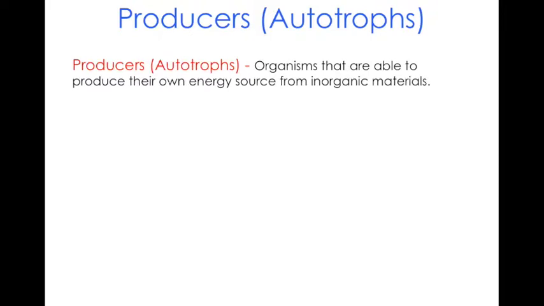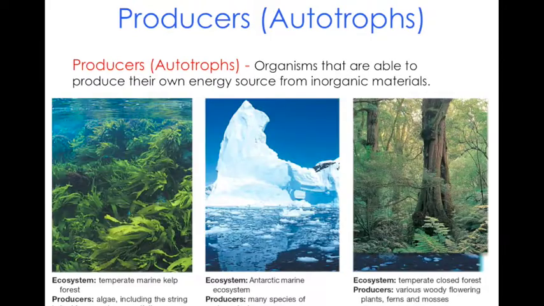All right, let's take a look at the producers, or the autotrophs. They produce their own energy source. Here are three different types of ecosystems, and being able to identify their producers is really helpful because it's the foundation of that particular ecosystem. The first one is a temperate marine kelp forest. This is in a temperate area, in a marine environment, and the producers here are the kelp. The kelp is a type of algae, and it is the basis for this ecosystem because the kelp can photosynthesize, and then all different organisms live off it by eating the kelp or living inside the kelp.